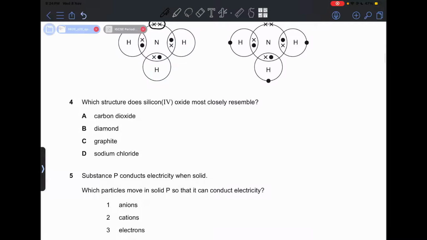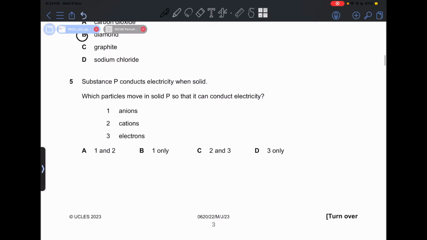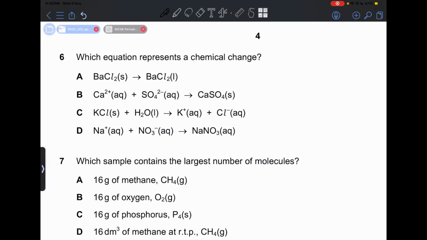4. Which structure does silicon IV oxide most closely resemble? This is actually a diamond. We know that they both have giant covalent structures. 5. Substance P conducts electricity when solid. Which particles move in solid P so that it can conduct electricity? We know that electrons move inside, so our answer is going to be D because only electrons move inside, so it can conduct electricity.